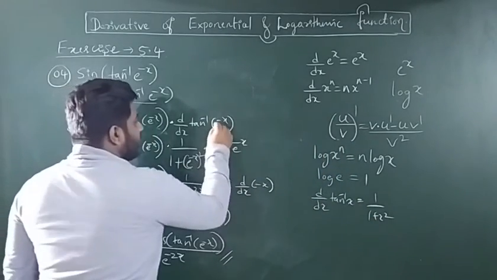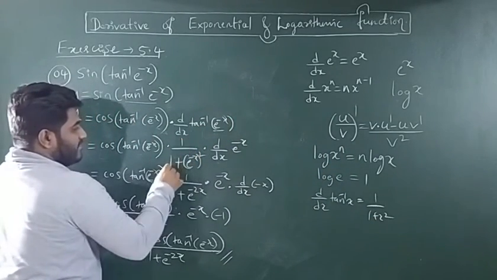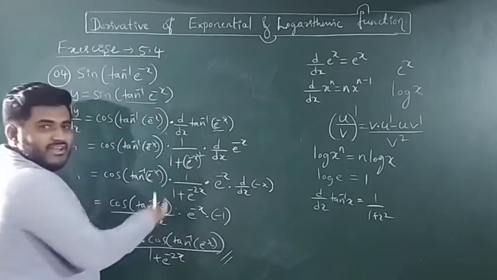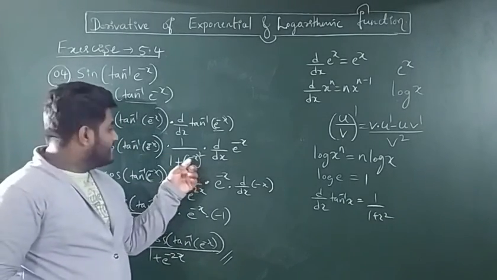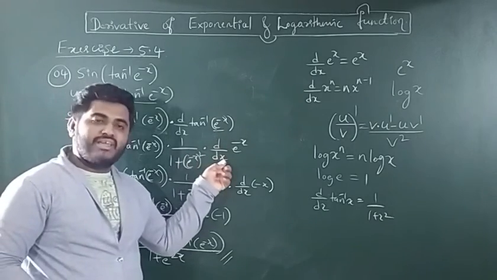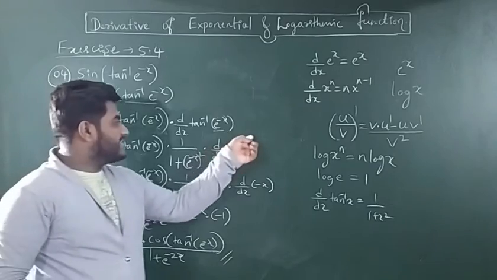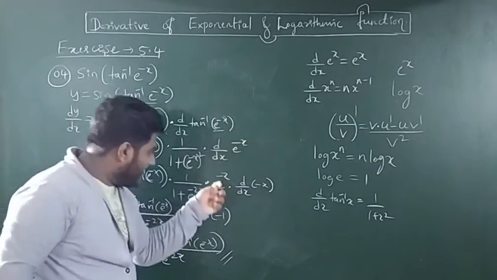So in place of x we are having e raised to minus x. 1 divided by 1 plus e raised to minus x square. If x is there, here only it will end, but it is not x. It is e raised to minus x. Again we should take differentiation of e raised to minus x. Everything is same. So e raised to minus x differentiation is again e raised to minus x.